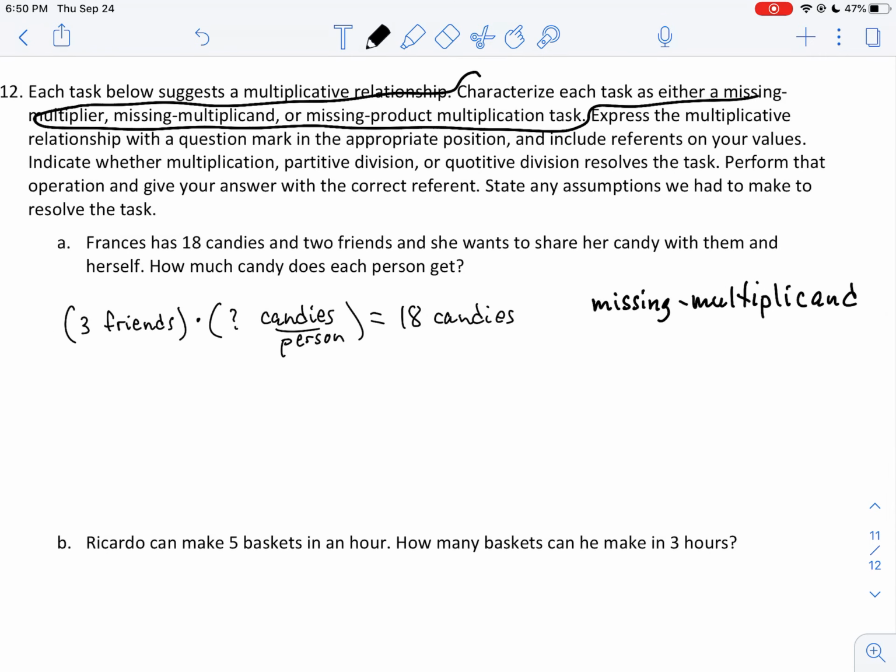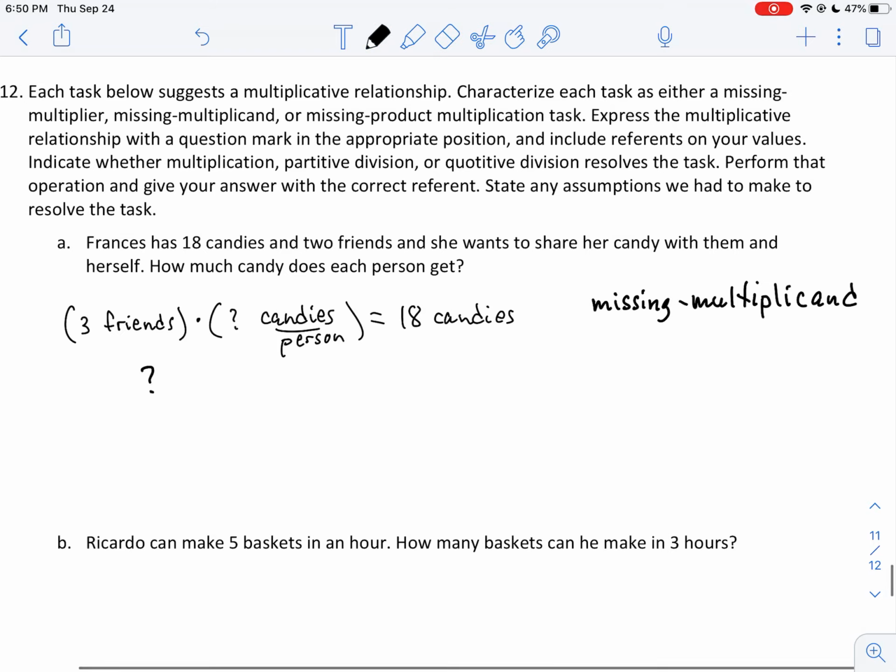That's the first set of instructions here. Express the multiplicative relationship with a question mark in the appropriate position and include reference on your values. We did that already. Indicate whether multiplication, partitive division, or quotative division resolves the task. Well, to resolve the task, to get the question mark, we want to do division. We want to do 18 divided by 3. And the division that we do is partitive or quotative?